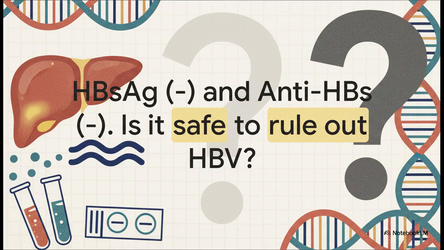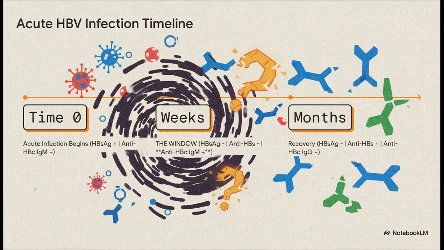So the intern thinks, phew, not hepatitis B. Is that a safe call? What do you think? No way. It's a trap. And this timeline shows you exactly why. There's this insidious, sneaky window period right in the middle of an acute HBV infection. It's a time when the surface antigen, the initial sign of infection, has already disappeared, but the protective antibody hasn't shown up yet. So if you only look at those two markers, you will miss the diagnosis every single time.